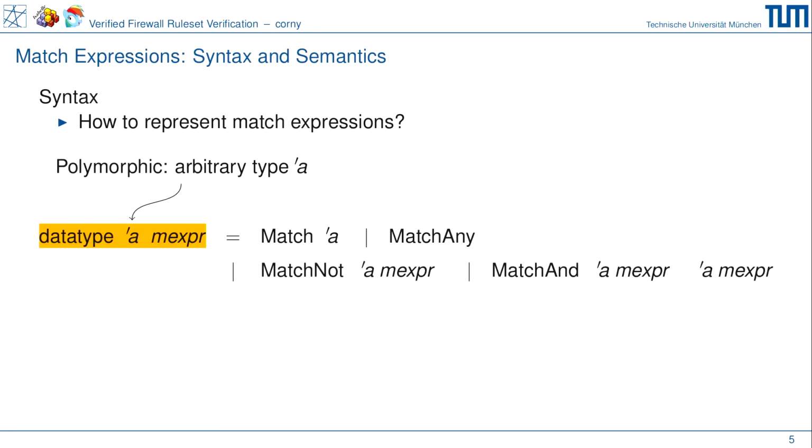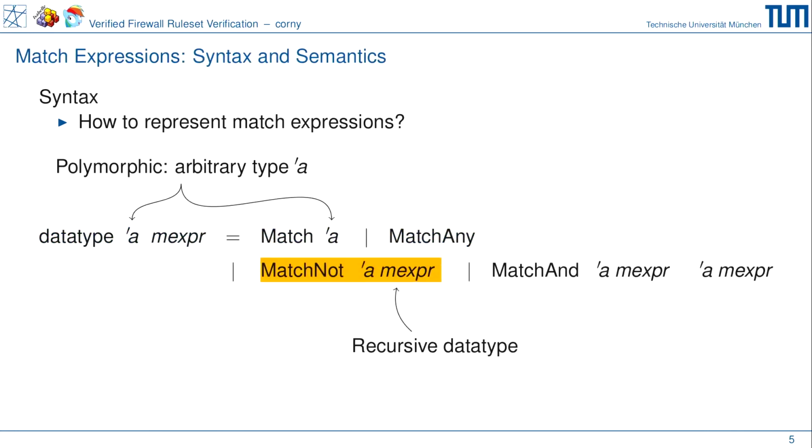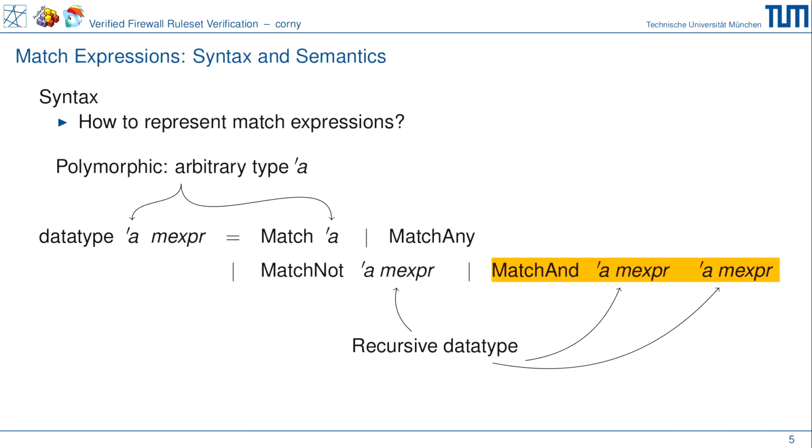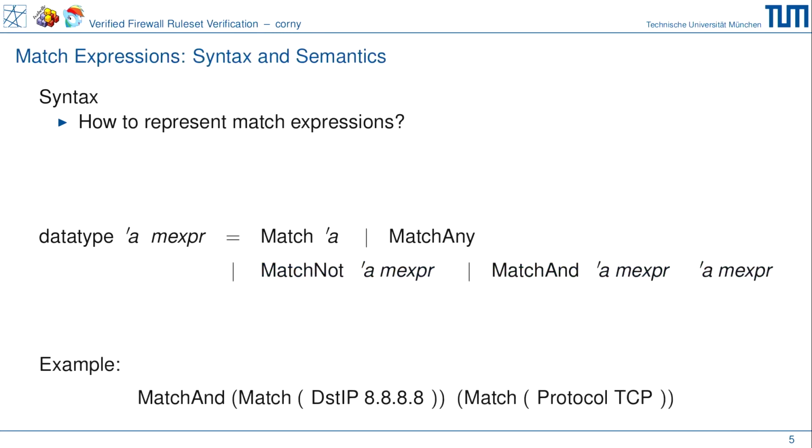So how can a match expression then be constructed? Well, we can match on such a primitive. We can have a match expression that just matches plain anything. We can negate a match expression, or we can combine two match expressions into one larger match expression. There's an example. We are combining two match expressions with this match and there, in the inner part, we see the primitives. Those things we keep completely arbitrary. Here we are matching on destination IP and protocol TCP, and again, we will keep all these primitives, the features we can match on, completely generic.